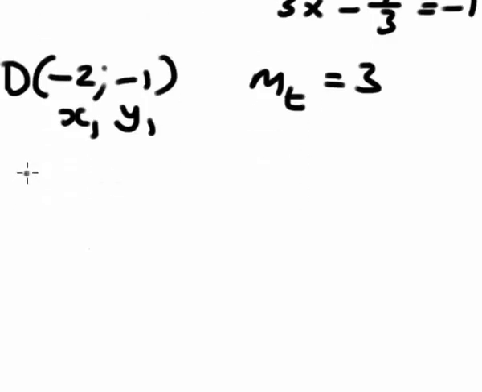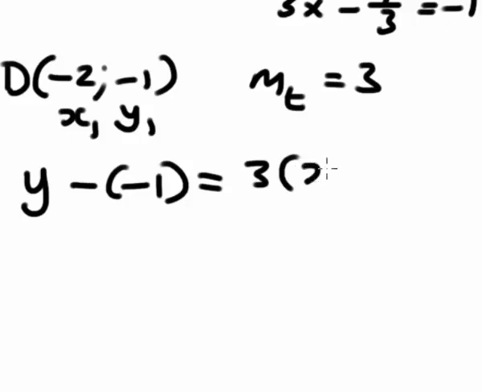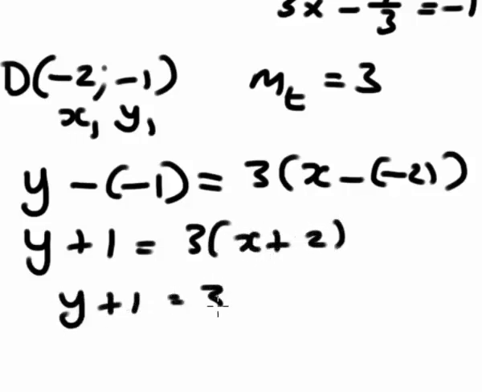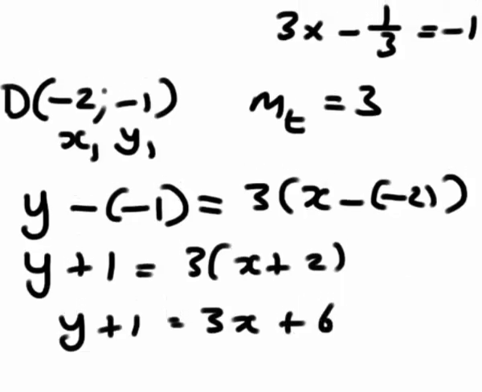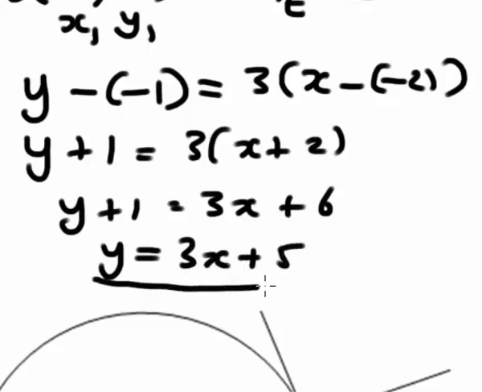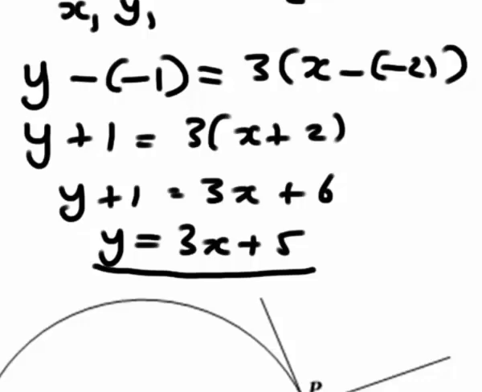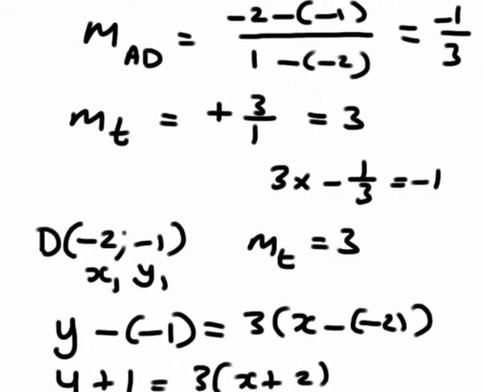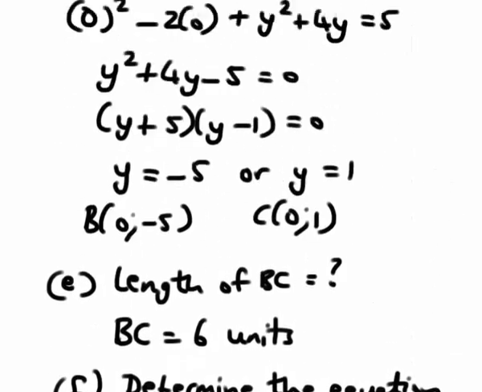So we're in a position to say y minus y1 is m times x minus x1. And we can easily get the equation of the tangent. Simply multiply out, and there we go. We've got it in no uncertain terms: y is equal to 3x plus 5, and that is your equation of the tangent. What a pleasure this is. These are questions that link all the grade 10, 11, and 12 analytical geometry together.